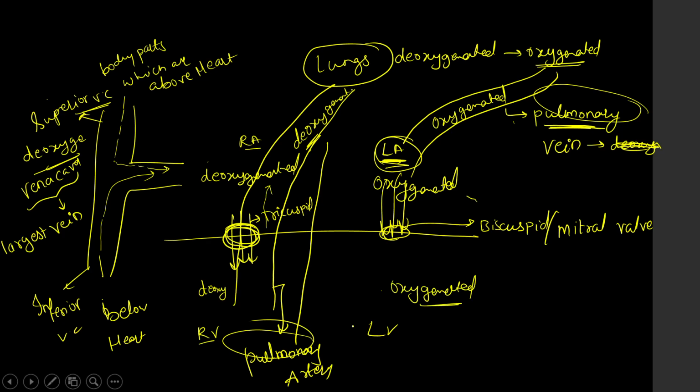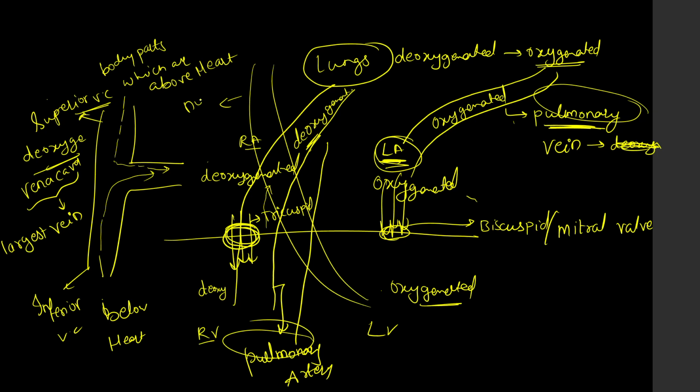Here in the left ventricle, the left ventricle is completely filled with oxygenated blood. From the left ventricle, there is one artery called the aorta. It is an artery, and it carries oxygenated blood away from the heart.